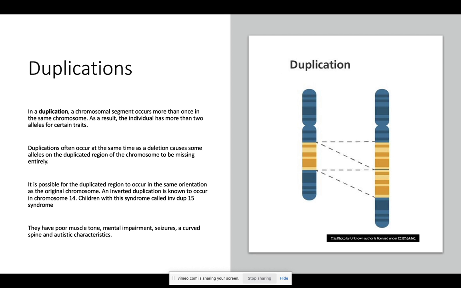Chromosomal duplication, again, this kind of makes sense. If you think about it, you're just duplicating this chromosomal segment right here. The individual has more than two alleles for certain traits. We talk here about an inverted duplication called inversion dup 15 syndrome. These children have poor muscle tone, mental impairment, seizures, a curved spine, and autistic characteristics. So this goes to show you that sometimes too much of something can be a bad thing, and that occurs with these duplications. Again, just knowing the definition is primarily the most important. Dup 15 is just included as an example.